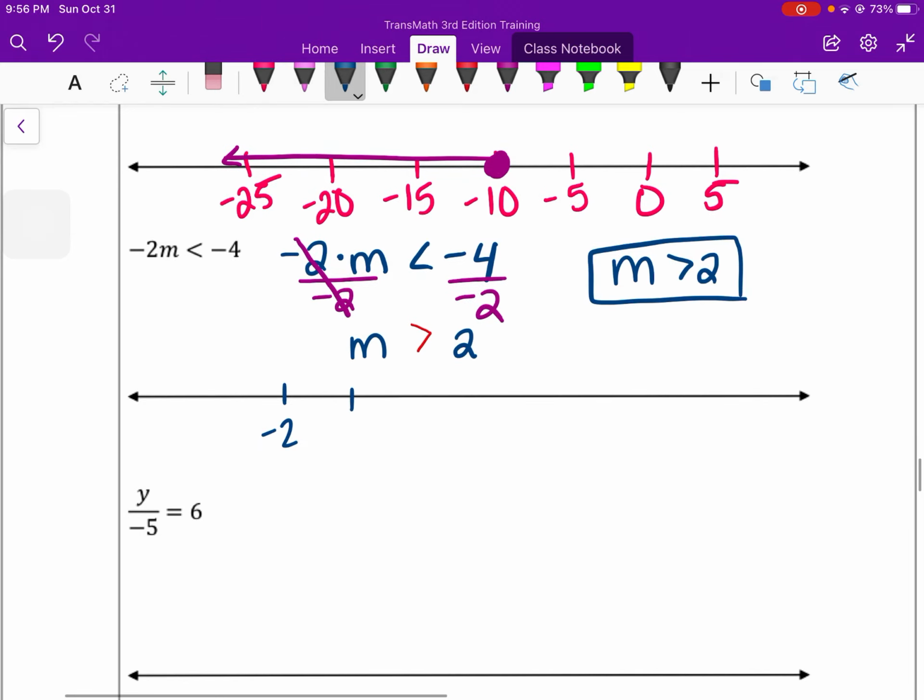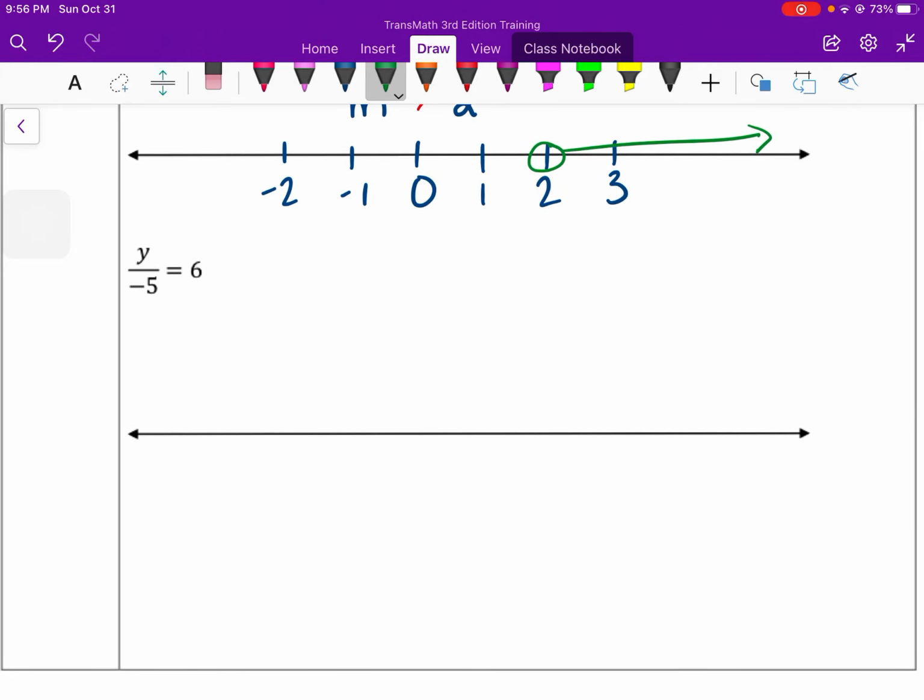So we got negative 2, negative 1, 0, 1, 2, 3. I want all my values for 2, not including it, so leave it open, that are greater than. So all my solutions to that are the values that are bigger than 2, and that's what it looks like on the graph.